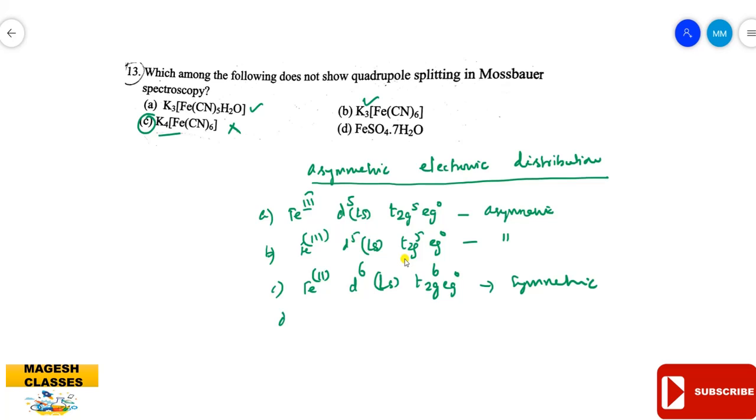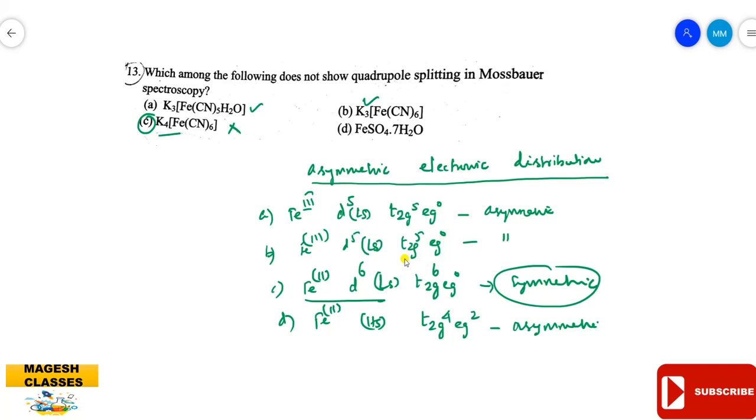In case of D, it is also Fe2+. The ligand is the weak ligand water, and so it is high spin. The electronic configuration is t2g4 eg2. So again it is asymmetric. So the symmetric one is the Fe d6 low spin complex. So our answer is C.